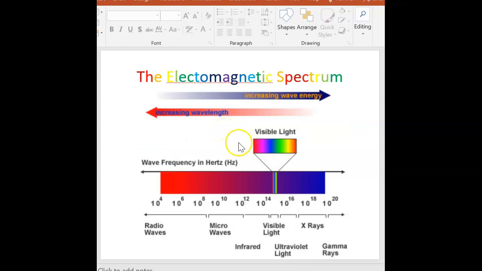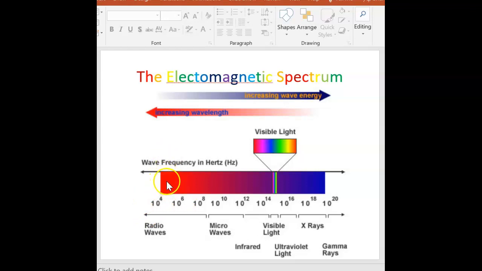Okay, now this is the electromagnetic spectrum. So you got radio waves, you got microwaves, infrared, visible, ultraviolet, X-rays, and gamma rays. Okay. Next week we're going to be doing a research project about all these different types of electromagnetic spectrum waves. Okay. But for now, what I want you to see is the energy.